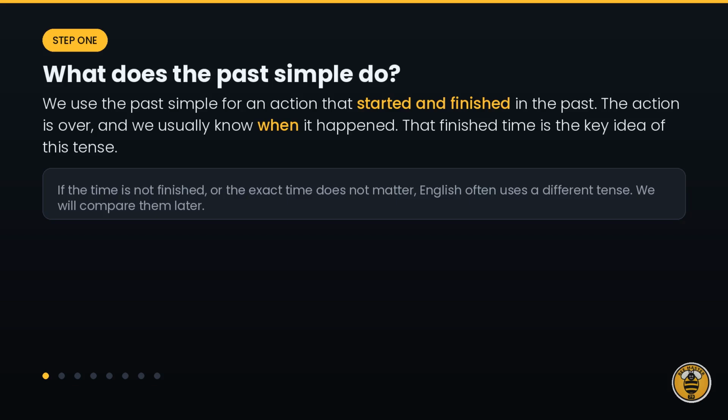The past simple describes an action that started and finished in the past. The action is over, and we usually know when it happened. That idea of a finished time is the key to this tense. If the time is not finished, or if the exact time does not matter, English often chooses a different tense instead.